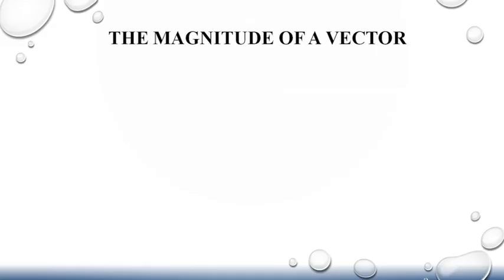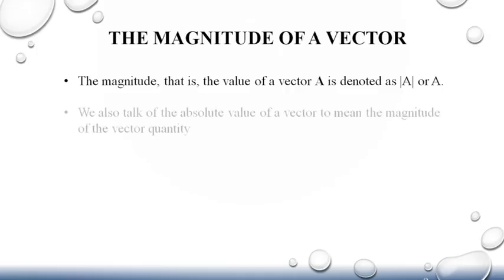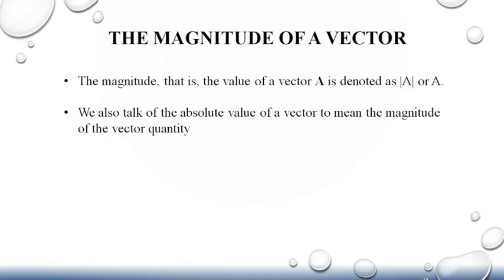Magnitude of a vector. The magnitude, that is, the value of a vector A, is denoted as A, that being bold, or just letter A. We talk of absolute value of a vector to mean the magnitude of the vector quantity.